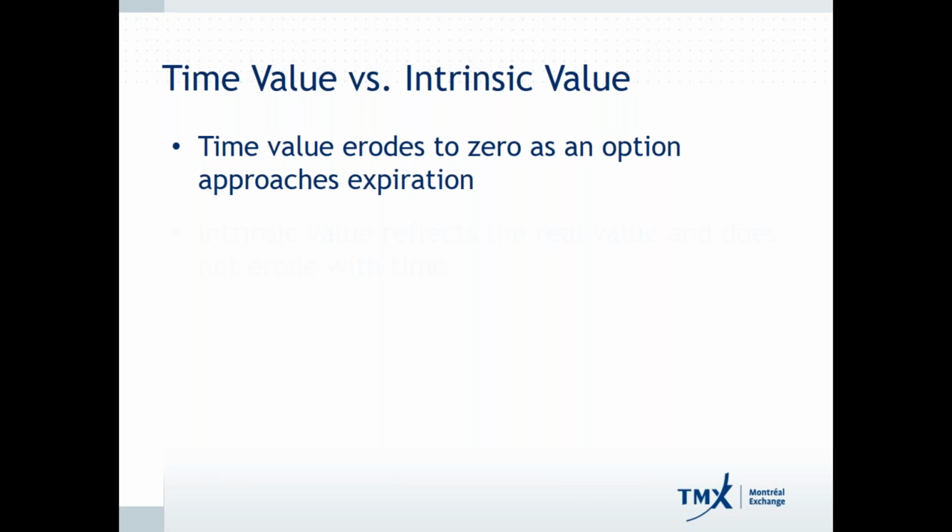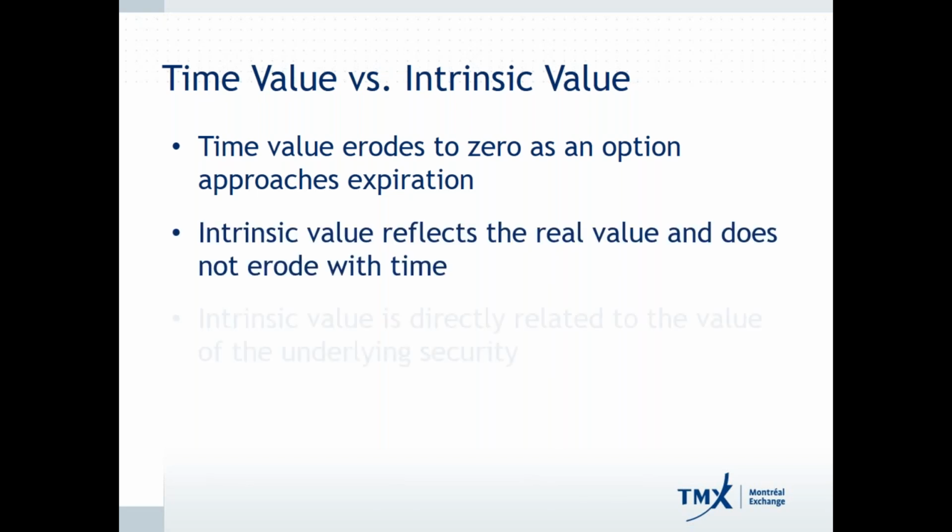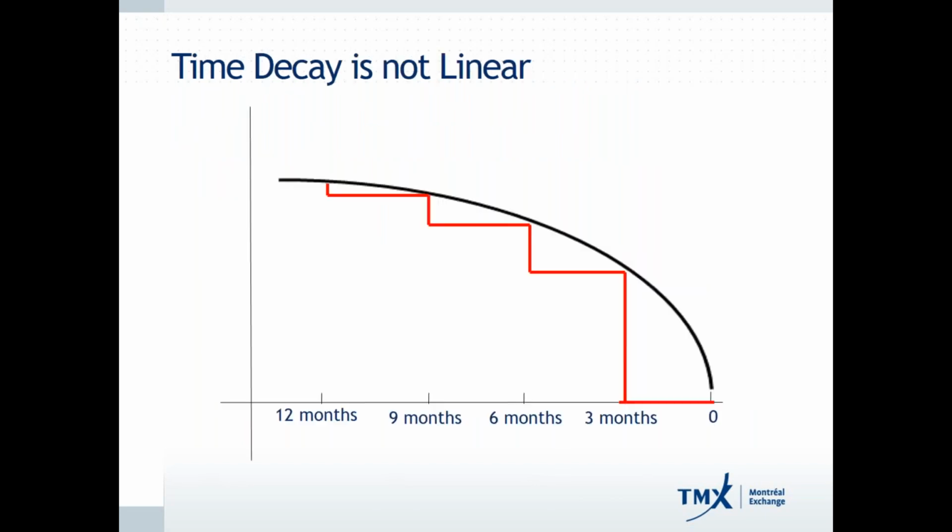So time value decays, and time value erodes to 0 as the option approaches its expiration. Intrinsic value, on the other hand, is literally an equity stake in the stock. It is a physical stake in the ownership of the underlying, and it's important to anchor yourself on that. So intrinsic value is directly related to the value of the underlying security, right?